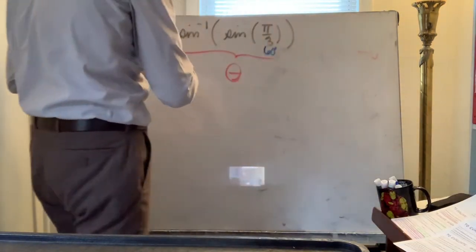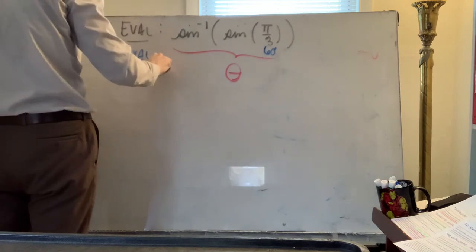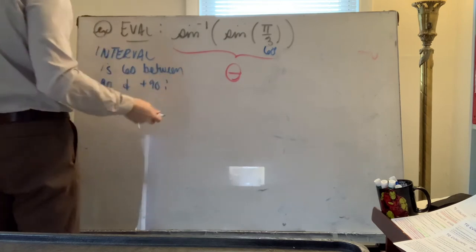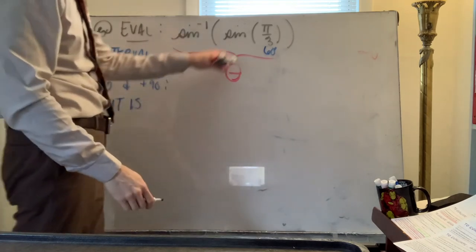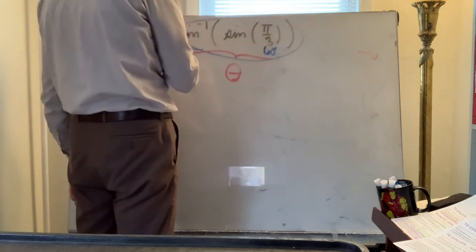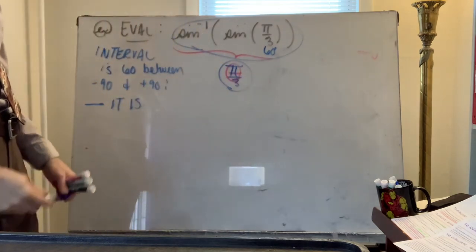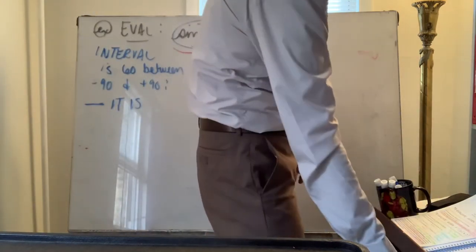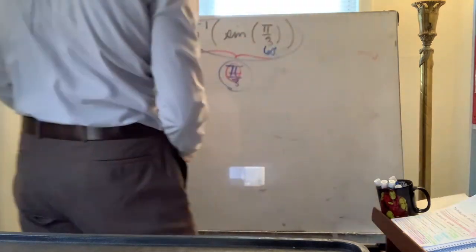All right, so is 60 between negative 90 and positive 90? It is. Therefore, you don't have to change anything, and the evaluated answer to this is pi over 3 itself. It is what it is. That doesn't always happen, of course, and you'll see in the next situation here.